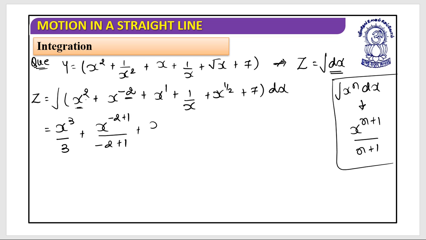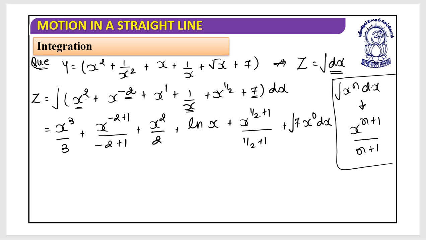So what would it be? It's x square by 2. Integration of 1 by x, yes, absolutely right, it is ln x, plus x to the power 1 by 2 plus 1 divided by 1 by 2 plus 1, and the integration of 7 dx, what is it? Is it 0? How many of you did it as 0? Don't make the mistake. This should be integration of 7 into x to the power 0 dx.